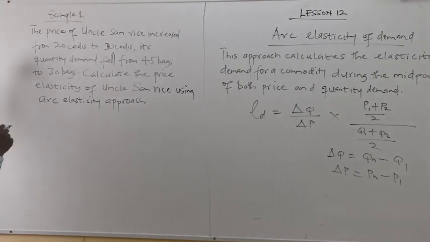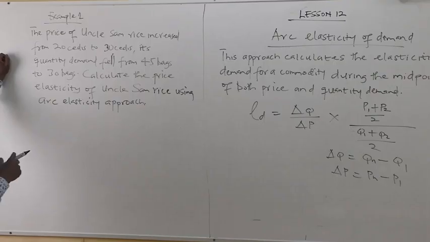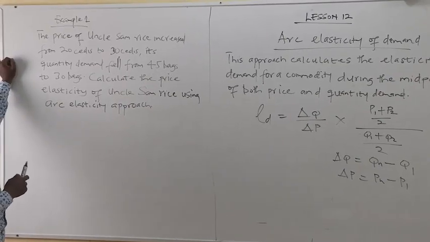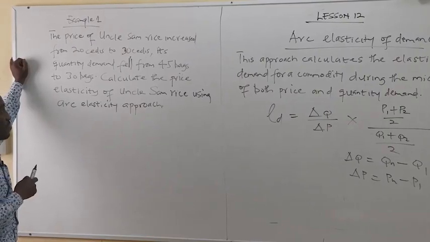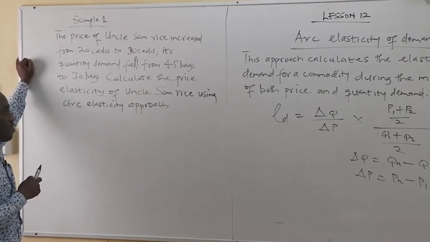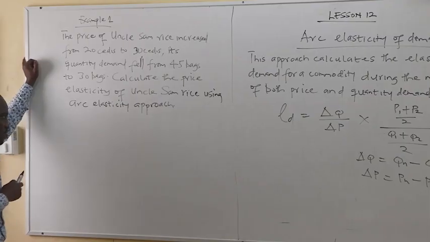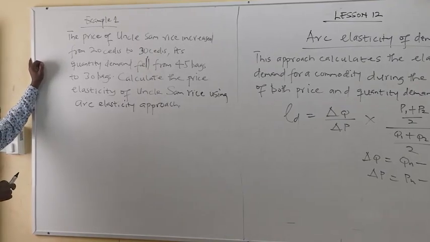What we know already, let me also go over example 1. The price of Uncle Sam rice increased from 20 cedis to 30 cedis. The quantity demanded fell from 45 bags to 30 bags. Calculate the price elasticity of Uncle Sam rice using the arc elasticity approach.